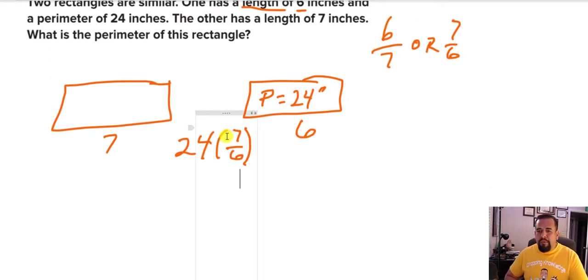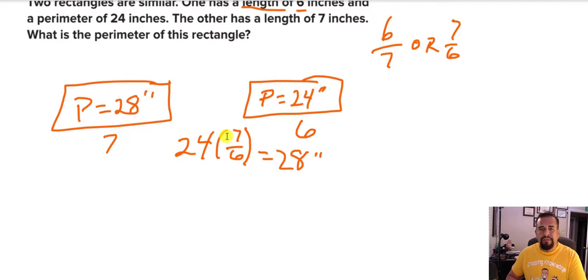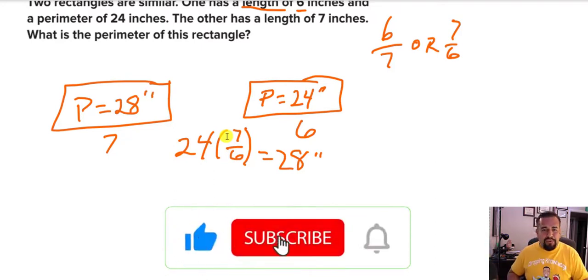So, remember when you multiply these, 24 divided by 6 times 7, or 24 times 7 divided by 6. Either one will get you the answer. Since I'm doing this mentally, I'm going to divide 24 by 6, because you can do that mentally, and you'll get 4. So 24 divided by 6 is 4. Then 4 times 7 is 28. Okay, 28 inches. So the perimeter of this rectangle is 28 inches. That's it. That's all there is to it.